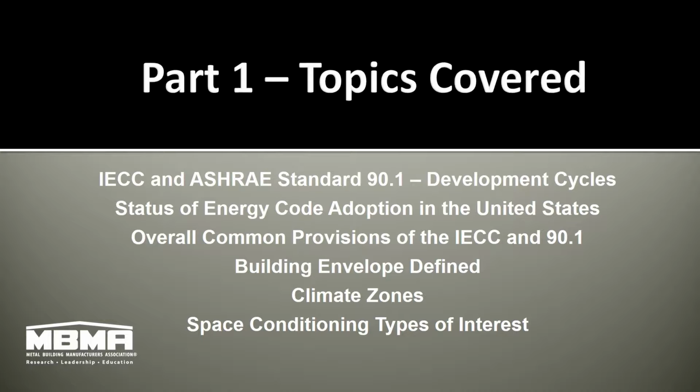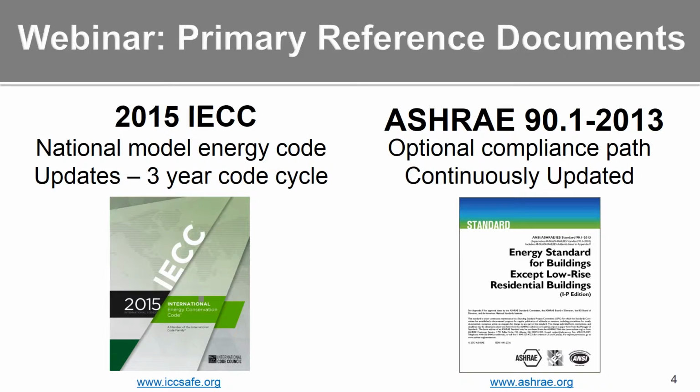For Part 1, we'll review the development cycles of the IECC and 90.1. We'll provide a quick overview of the status of the Energy Code adoption across the United States. Quick review of the common terms and definitions used in the IECC and 90.1, such as the building envelope, climate zones, and space conditioning types.